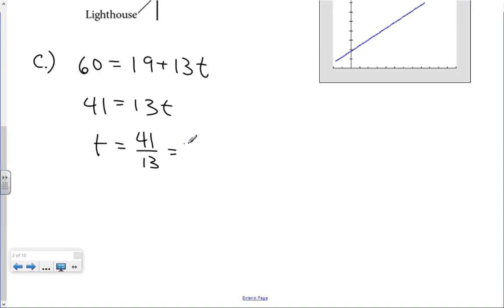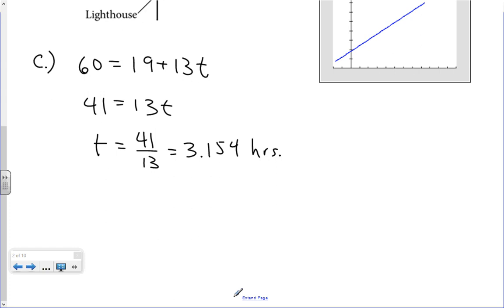So this is 3.154 hours is what this was measured in. All right. That's at what time? It'll take me just over 3 hours to get 60 kilometers north of the lighthouse. I'm starting about 19 kilometers north, and it takes me another 3 hours, just over that, to hit the 60 kilometer mark.